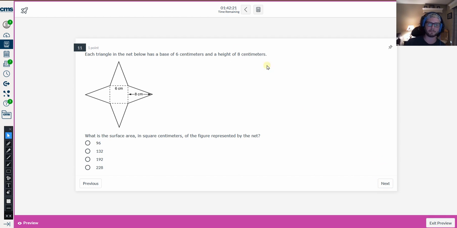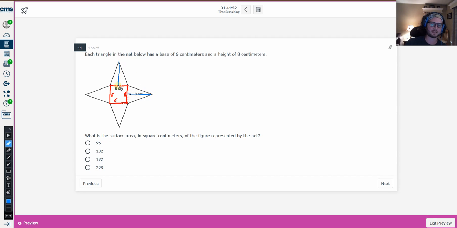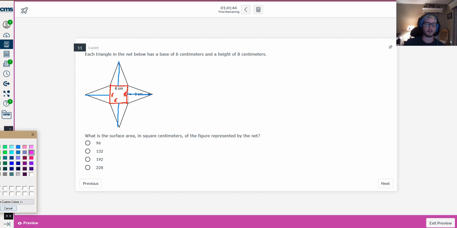So for number 11, it shows a net of a rectangular pyramid or square pyramid. This one tells us each triangle has a base of 6 and a height of 8. So that's important. We know the base of all of these are going to be 6, so all of these red lines are 6. And we know that the height for all of these shapes, all of these blue lines, are going to be 8 centimeters.